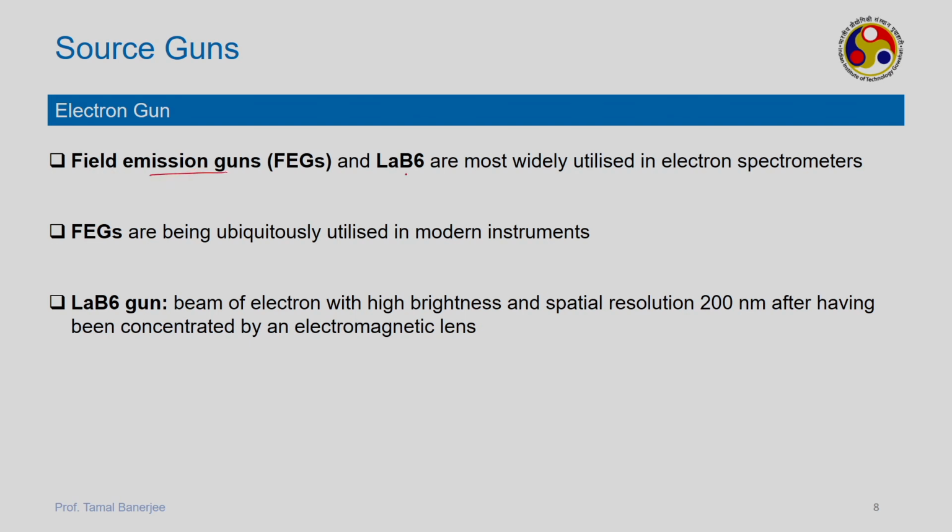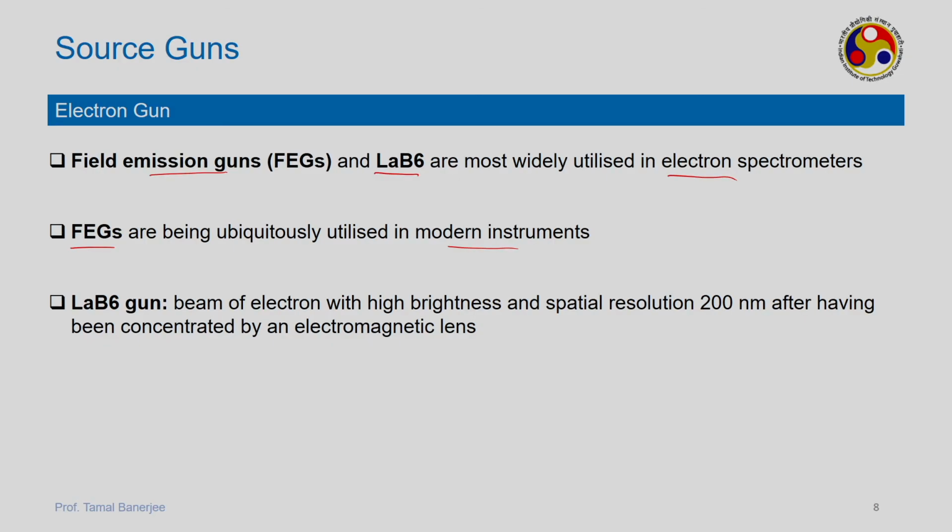The field emission guns and the lanthanum hexaboride guns are the most widely used in an electron spectrophotometer. FEGs are used very commonly in modern instruments, because FEG, if you are aware, is routine practice in TEM and SEM. That is why these FEGs are commonly used. The lanthanum hexaboride gun gives a beam of electrons with high brightness and spatial resolution of 200 nanometer after being concentrated by an electromagnetic lens. So, either gun is used for generating the electrons.